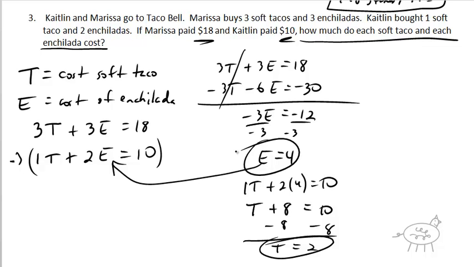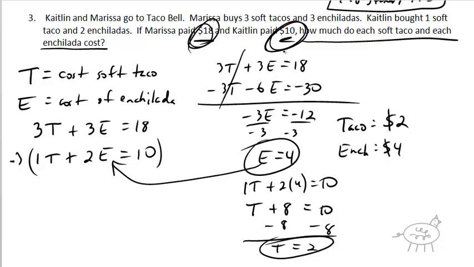So in English, which is good, it says how much do each soft taco and each enchilada cost. So the taco costs, that's our T, that's $2 each. And the enchilada, that was $4 each. And again, to check it, if Marissa's buying 3 tacos, so that's 3 times 2 is 6, and 3 enchiladas, 4 times 3 is 12, so 6 and 12 is 18. There we go. Marissa paid $18 for it. And then Caitlin bought 1 soft taco, so it's $2, and 2 enchiladas, so 2 plus 8 is 10, and there we go. It's 10. Okay? So that's not too bad.